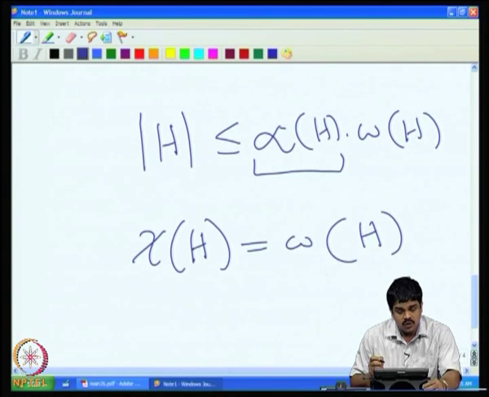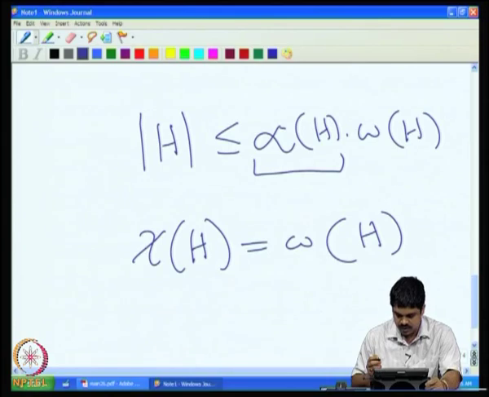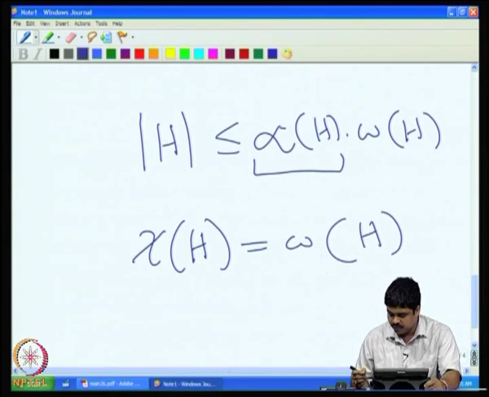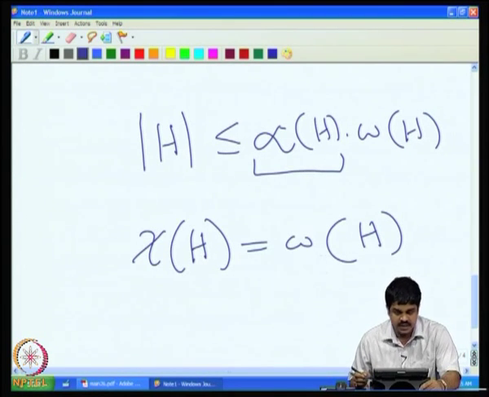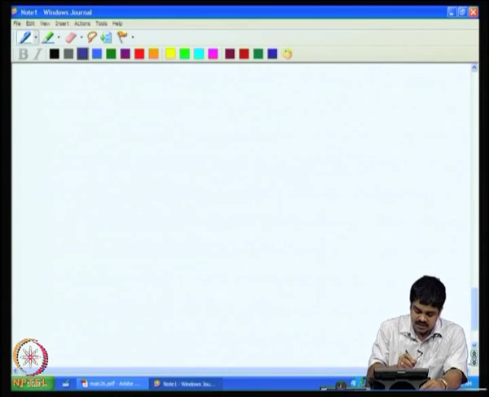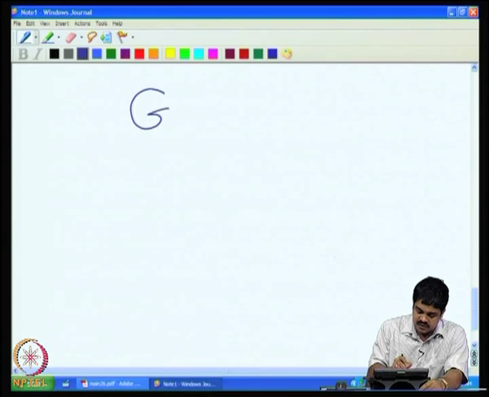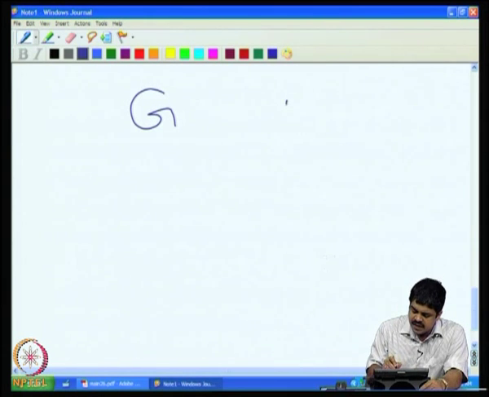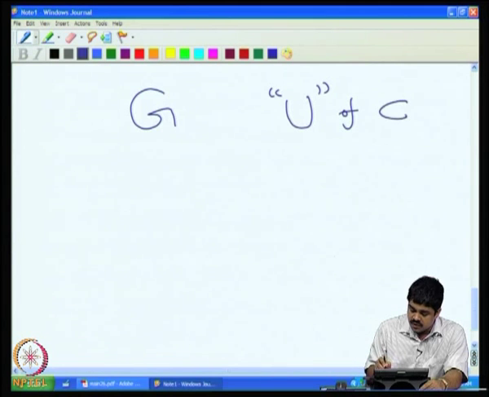The actual non-trivial part is to show the other way. That means, if a graph satisfies this inequality for all of its induced subgraphs, then it has to be perfect. How will we prove this? The first observation is to see that, suppose G is the given graph satisfying that property, and you identified any independent set U in G.